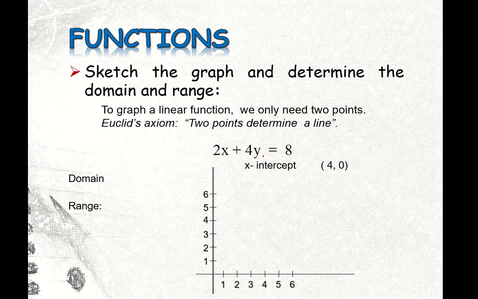So when you speak of x-intercept, you set y equal to 0. Then go back to the given function. So you have 2x plus 0 equals 8. So you have 2x equal to 8. Divide both sides by 2, so you'll get x equal to 4. So that's why you have here 4, and you have the value for y, 0.